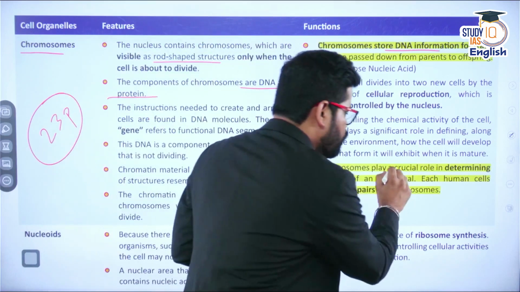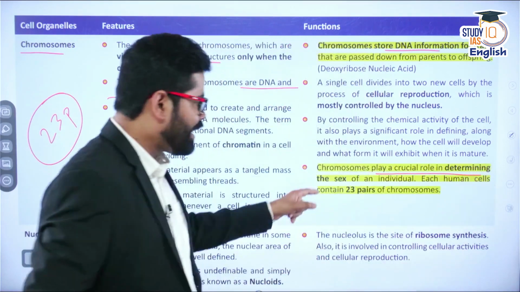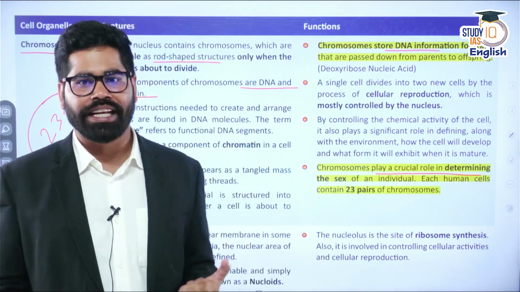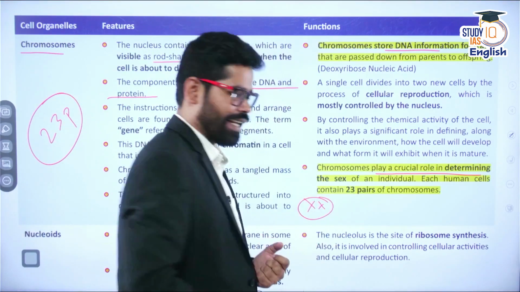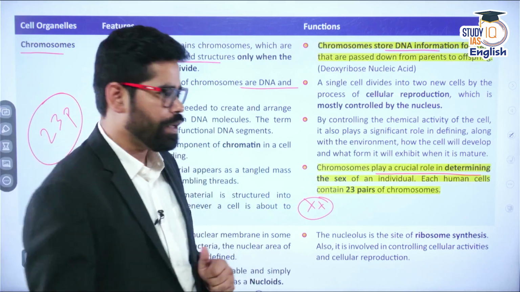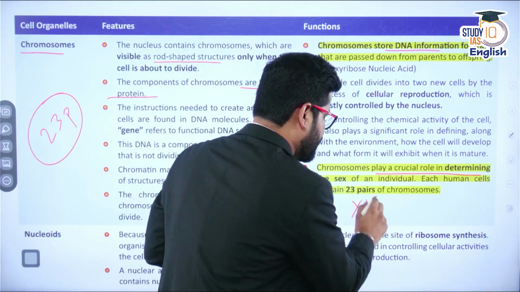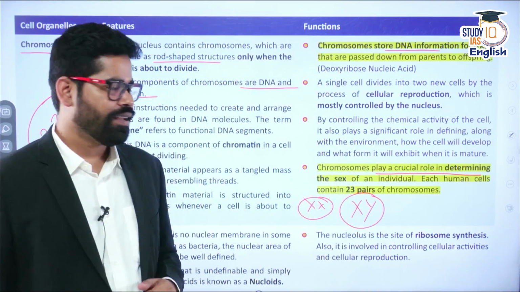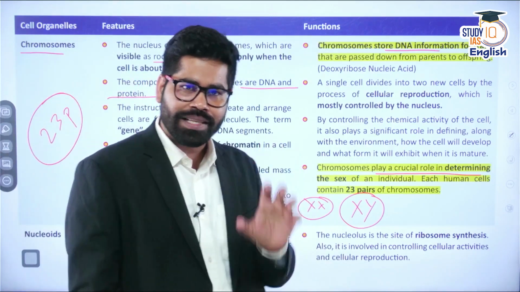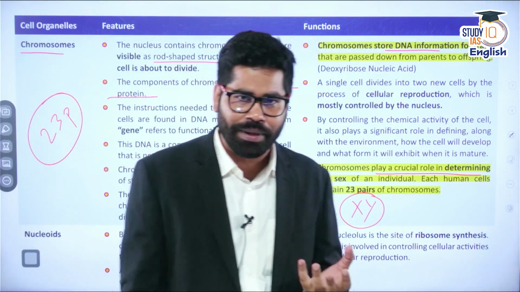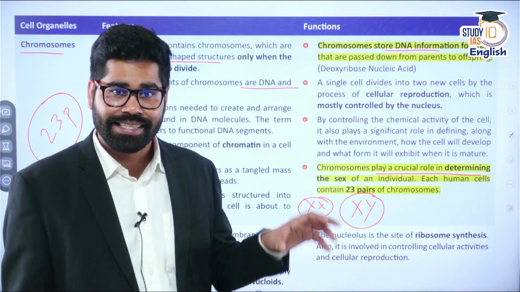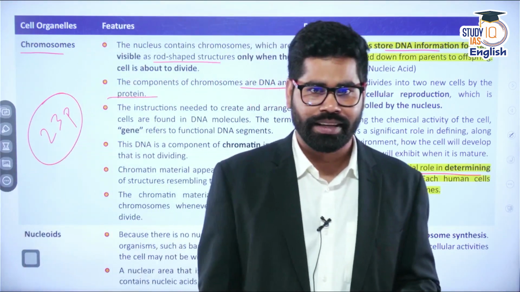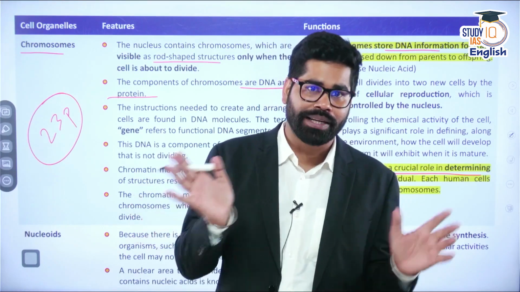They also play a very crucial role in determining the sex of the individual. There are two groupings: XX means it is going to be female. If there is XY, it is going to be male. Normally the human cells consist of 23 pairs of chromosomes, but the reproductive cells consist of half the number. They do not have the full pairs, but half the number.